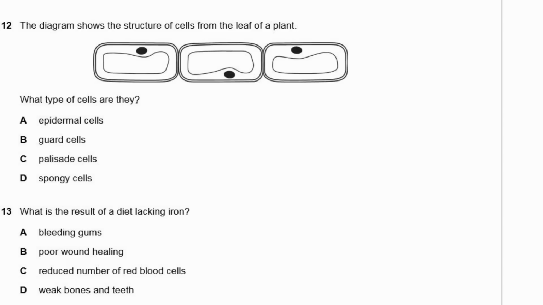Question 12. The diagram shows the structure of cells from the leaf of a plant. What type of cells are they? Well, these are lined up nice and neat end-to-end to form a barrier on either side of the leaf. Those are epidermal cells, so the answer is A.